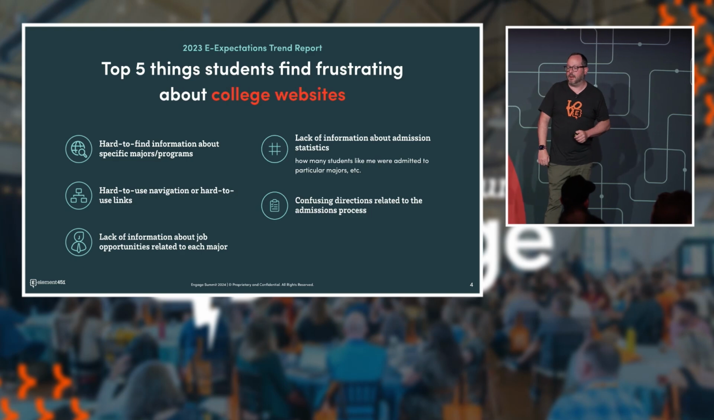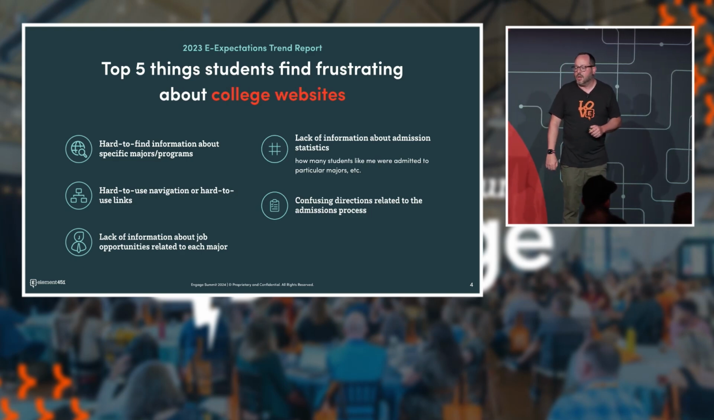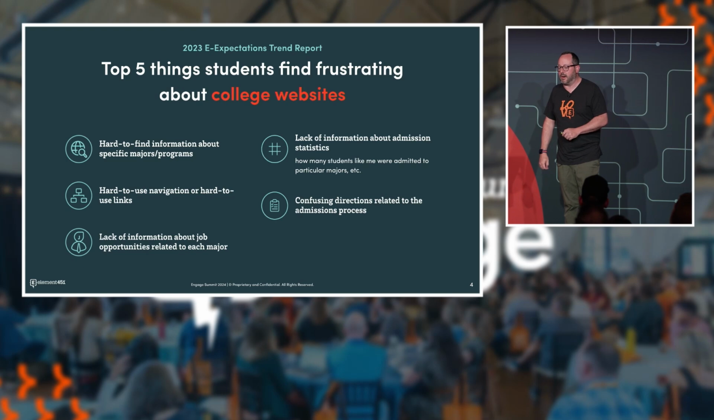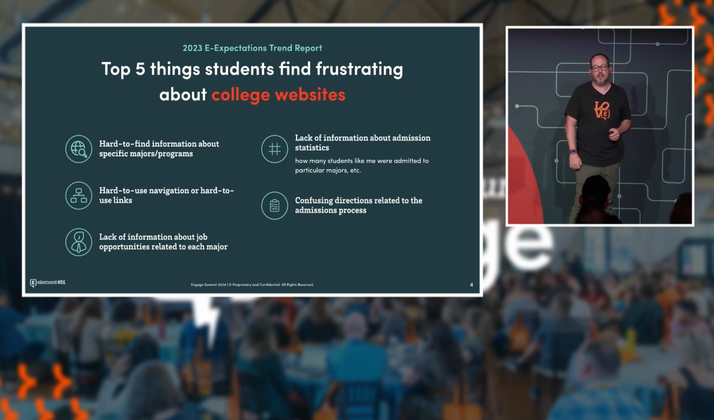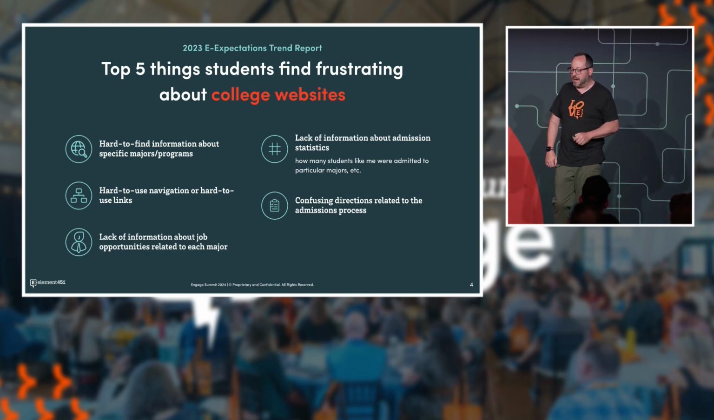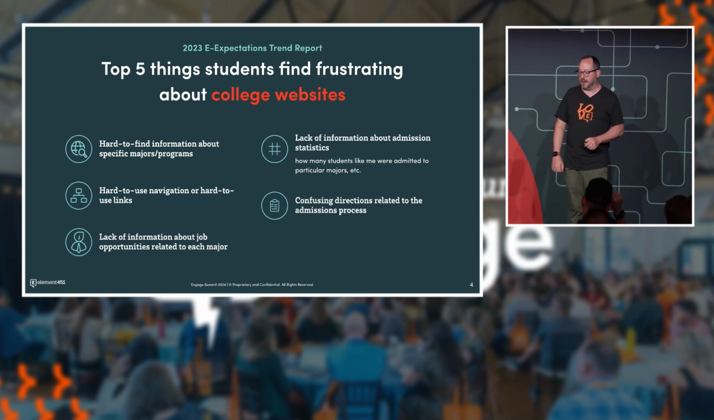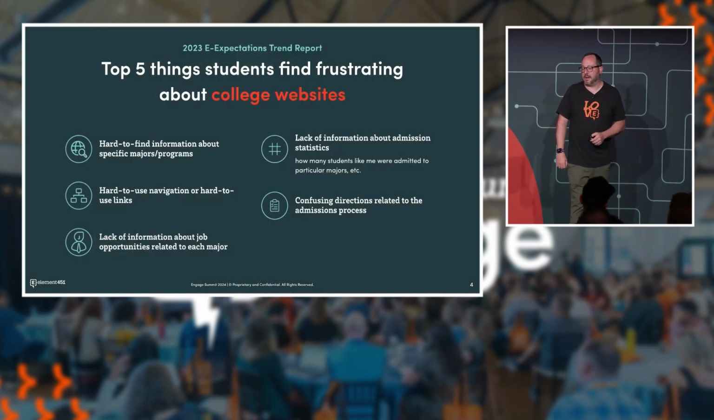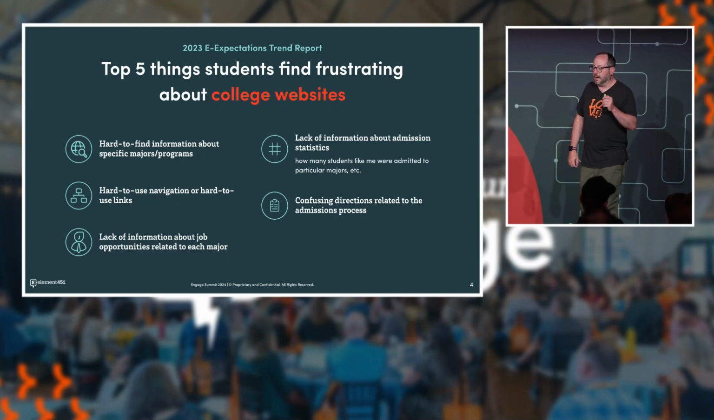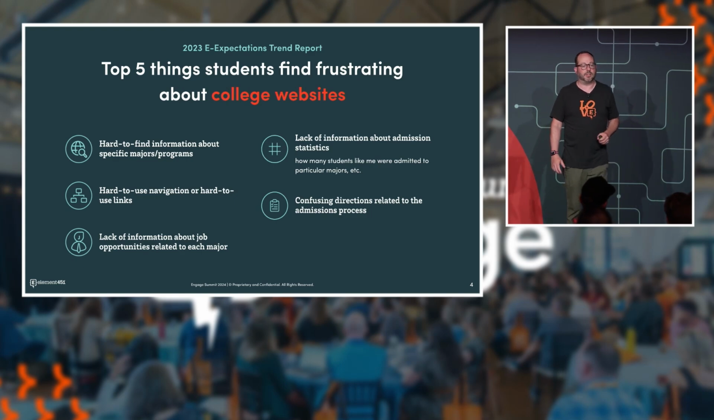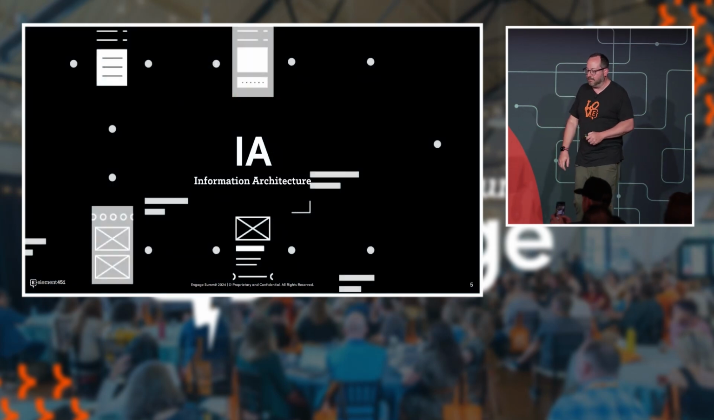Students, and this comes from the eXpectations trend report, find things frustrating about our college websites, right? Information can be hard to find about programs and majors. Here's a big one: hard to use navigation or hard to use links, where they don't know where to get the information. Lack of information about job opportunities and admission statistics, and confusing directions for admissions processes, right? So we create our knowledge bases and we refine them, and now they can find answers around that.